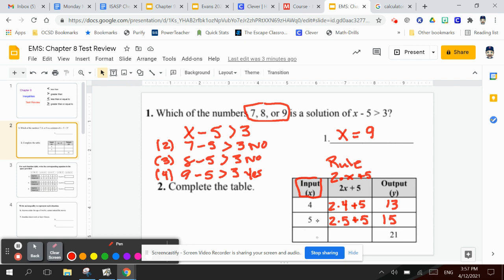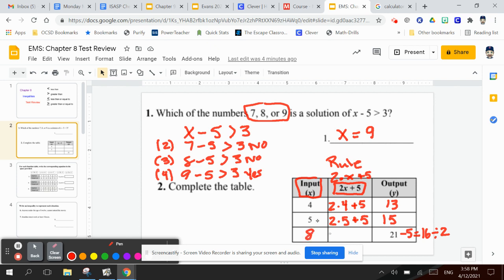Oh, the next number is not there. So I have to work backwards with 21 to find my x value. So what I need to do is do the opposite of this right here, because I'm going backwards. So I'm going to take 21 minus 5. 21 minus 5 is 16. And then I'm going to divide that by 2, because opposite of multiply by 2 is to divide. 16 divided by 2 is 8.